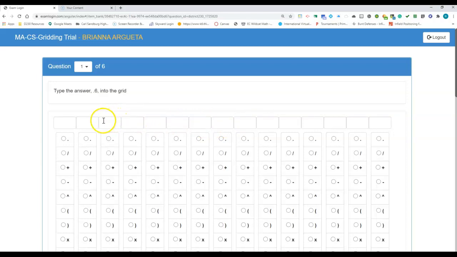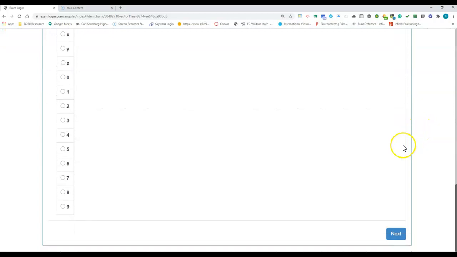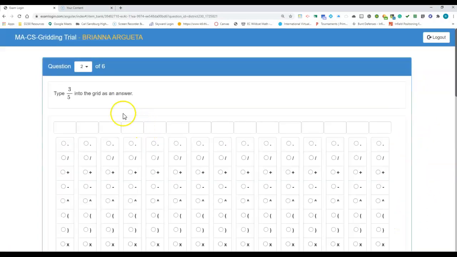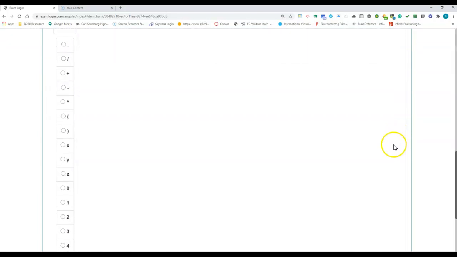So, various types of answers here. If I had to type the answer 0.6, so if I solve my problem and I get 0.6, all I do is go up here and I go decimal point 6. Then I scroll down to the bottom. I click next, and it takes me to the next question. How would I put 3/5 in here? All I'm going to do is put the numerator in, the / sign, 5, and I'm good to go.